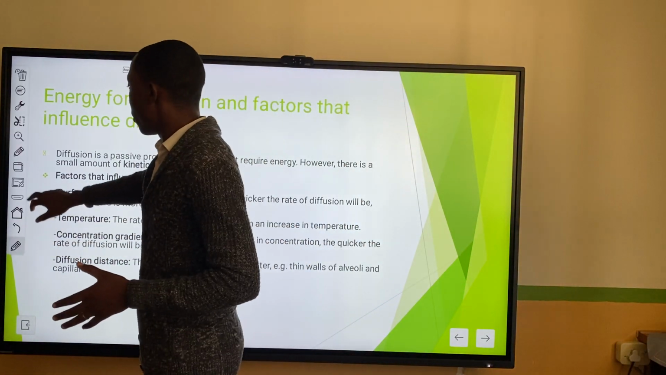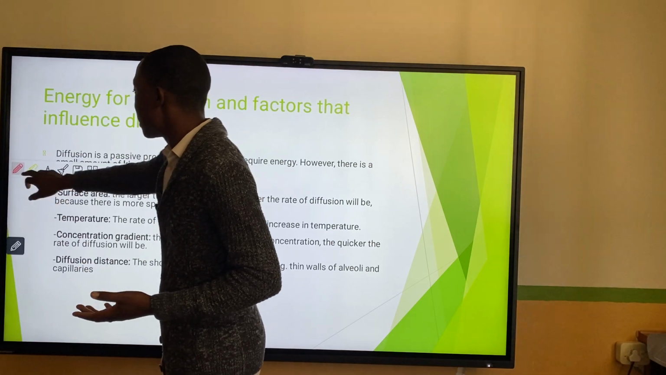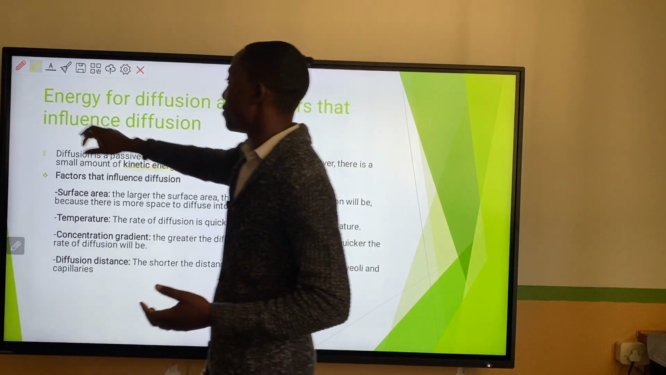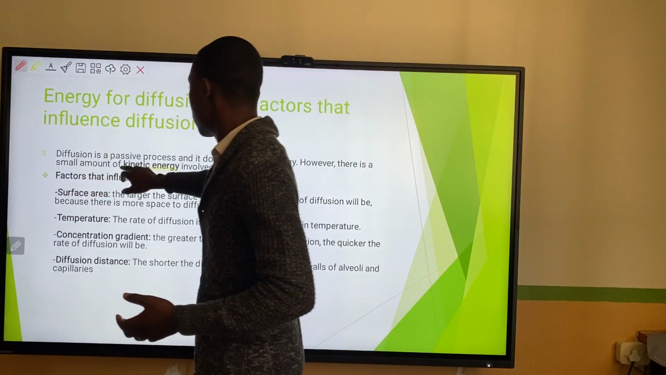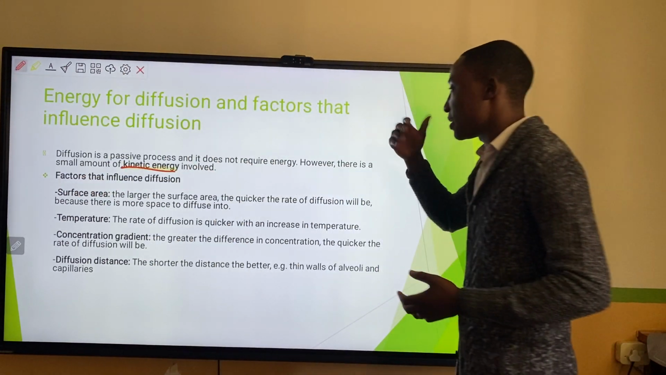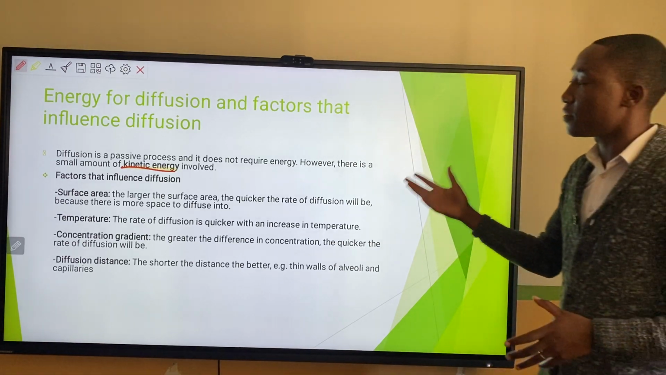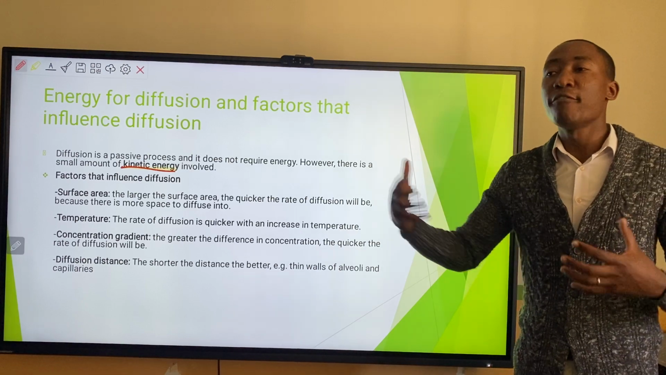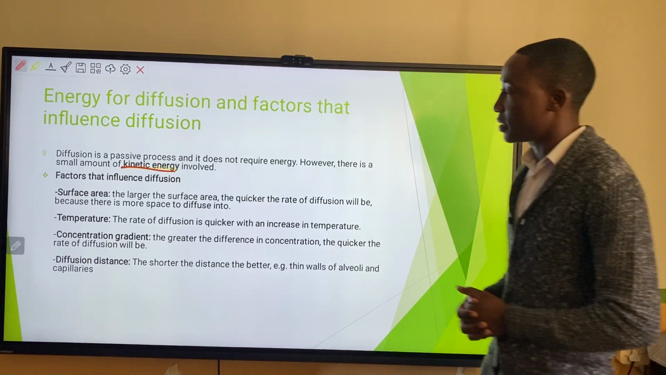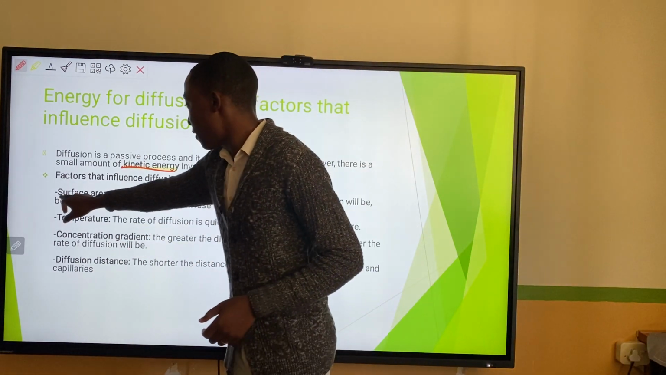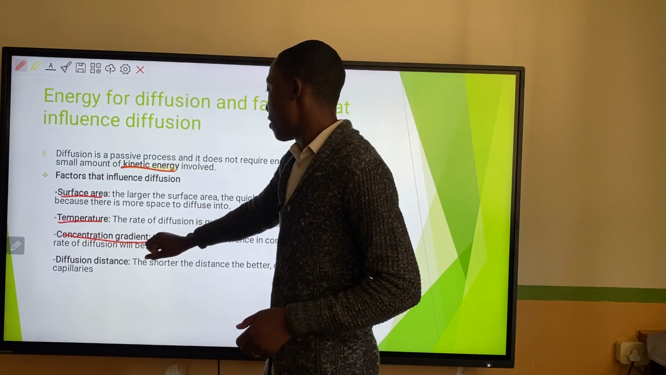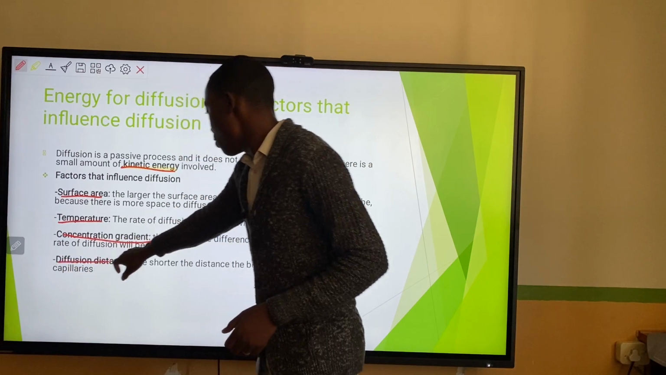Although it's passive, there is a little bit of kinetic energy that will be needed for it to continue taking place efficiently. So the factors that influence how fast diffusion is going to take place are things like surface area, temperature, concentration gradient, and diffusion distance.